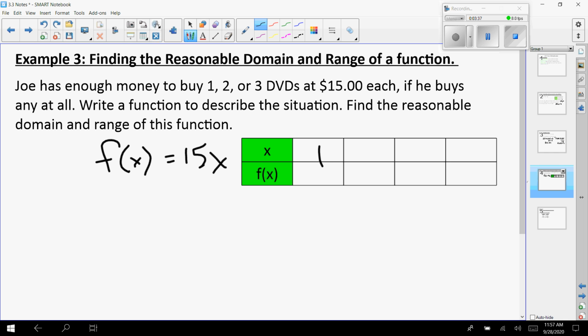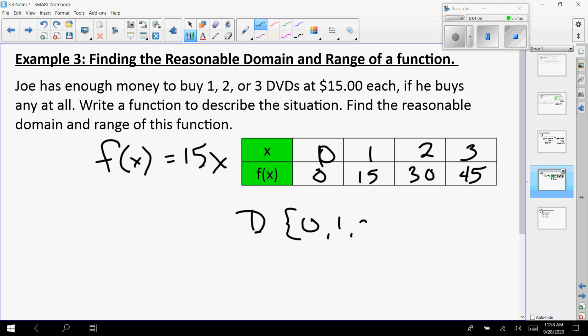It said we can buy none, 1, 2, or 3. So our domain would be 0, 1, 2, or 3. If we buy 0, we have spent nothing. If we buy 1, we've spent 15. If we buy 2, we have spent 30. And if we bought 3, we've spent 45. So our domain is 0, 1, 2, 3. And our range is 0, 15, 30, and 45.